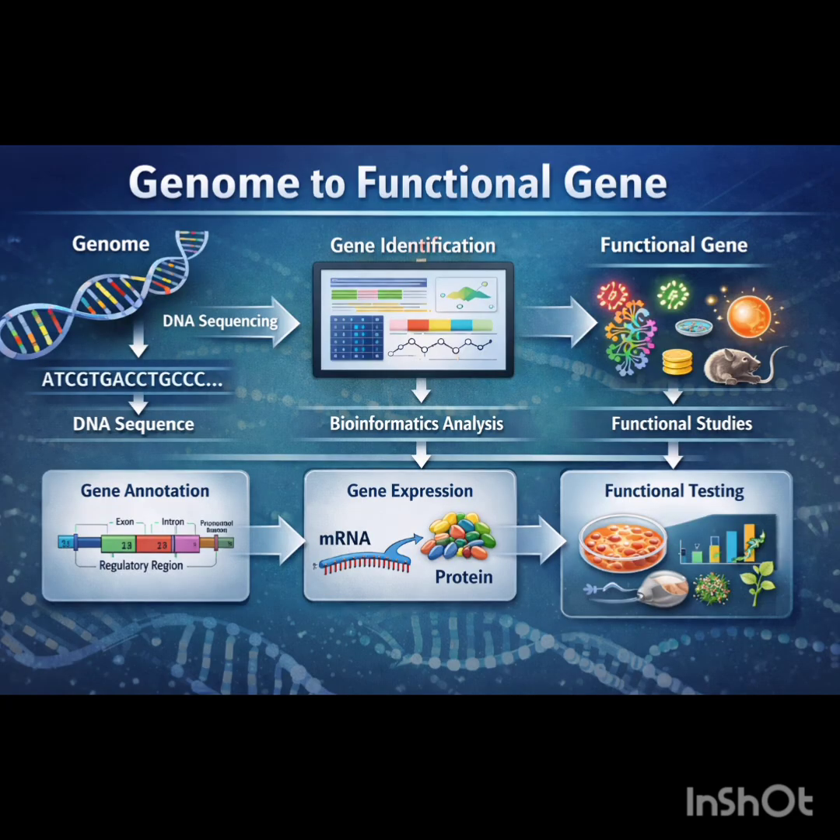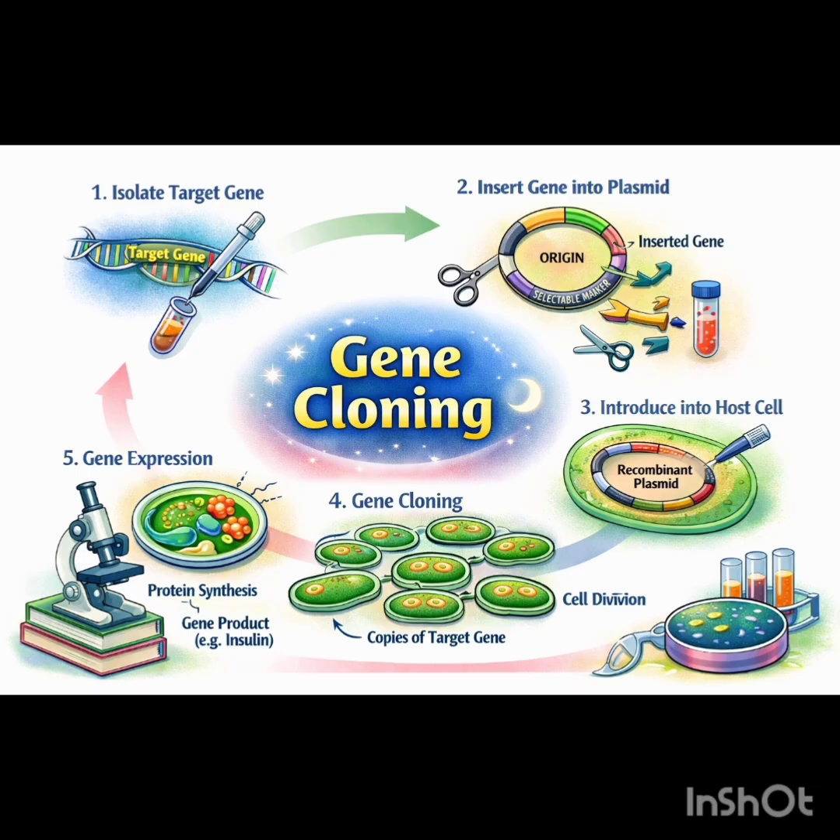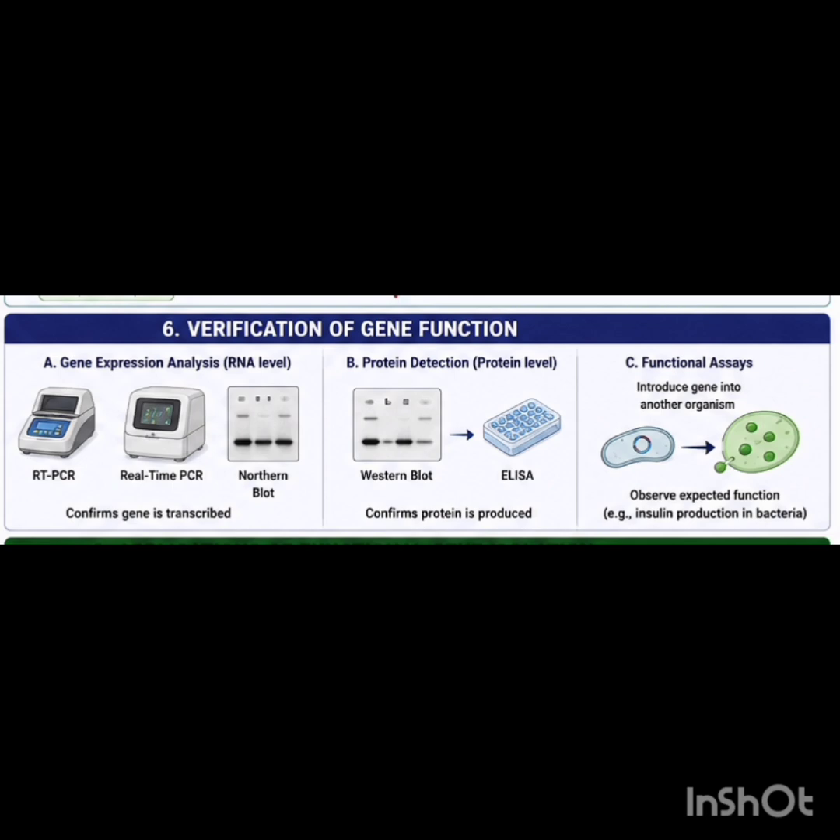and by identifying a useful gene, isolating it from the genome, verifying its function, and cloning it for further study and application, scientists can harness nature's genetic information to improve medicine, agriculture, industry, and our understanding of life itself.